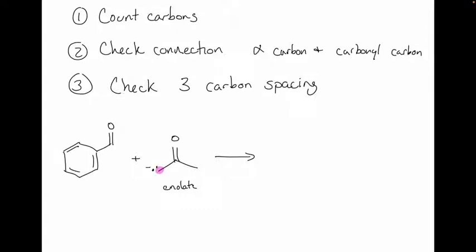All right, so if this is my enolate, I'm going to start by redrawing this molecule. And I'm going to note that my new bond is going to be between the alpha carbon of this, and what's the carbon on the other one? The carbonyl.